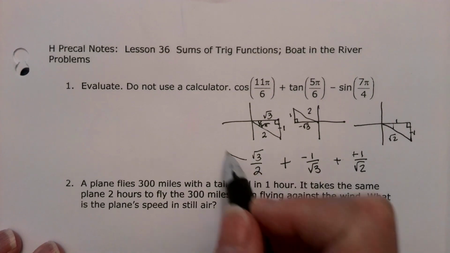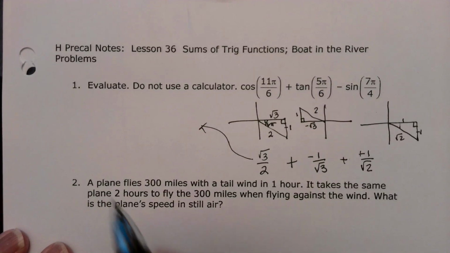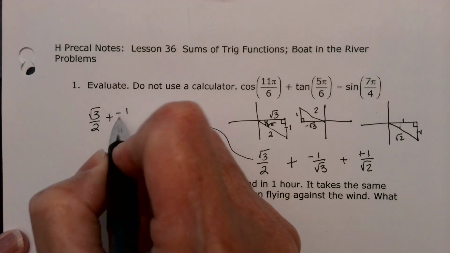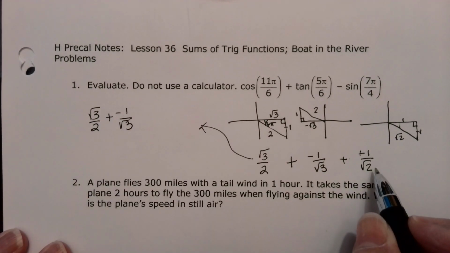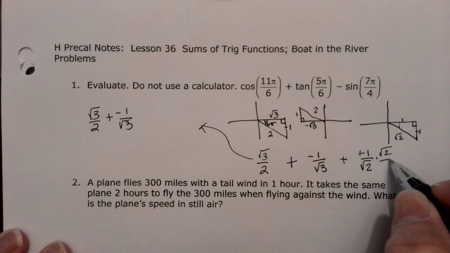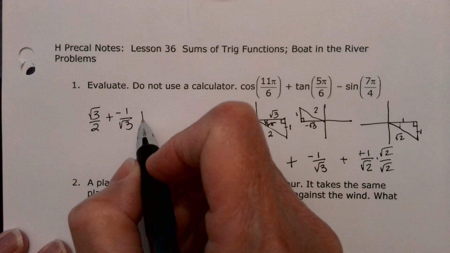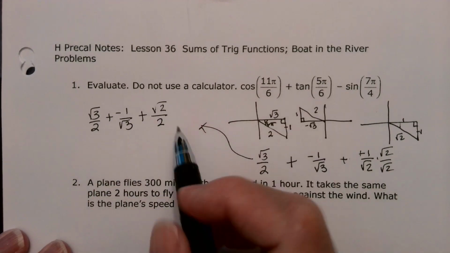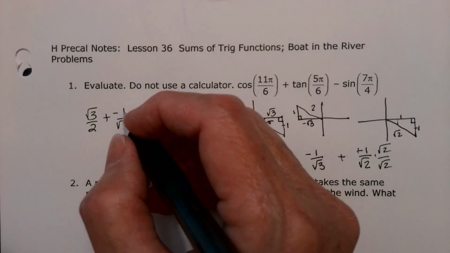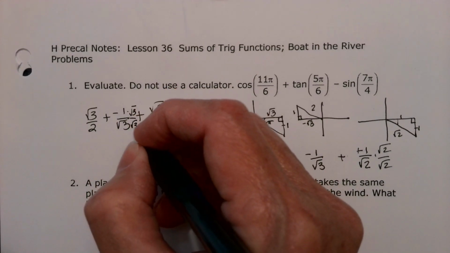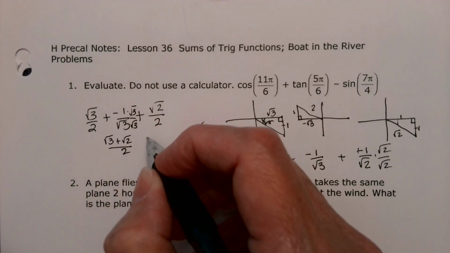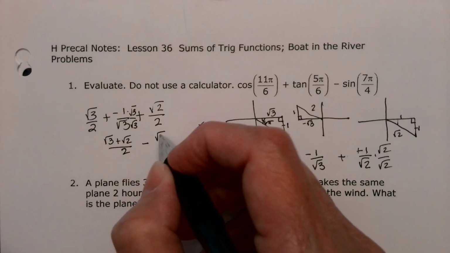So let's simplify this, okay? Now, we've got the square root of 3 over 2. We've got a negative 1 over the square root of 3. And we've got 1 over the square root of 2. Now, I'm going to go ahead and rationalize that one. And it's going to become plus the square root of 2 over 2, because that gives me a common denominator with those two, right? If I rationalize this one, I'm going to multiply it by the square root of 3 over the square root of 3. So these two I'm going to add together. And then I'm going to have minus the square root of 3 over 3.